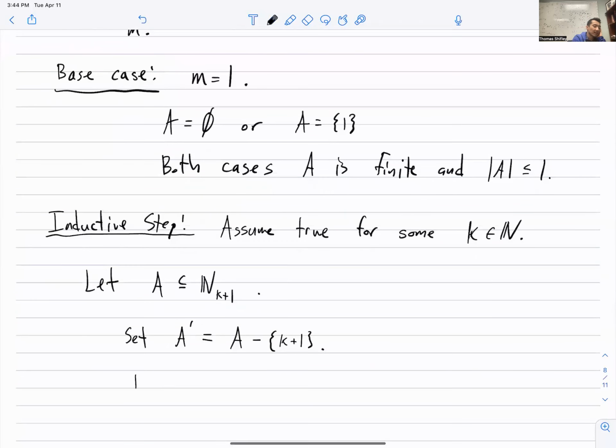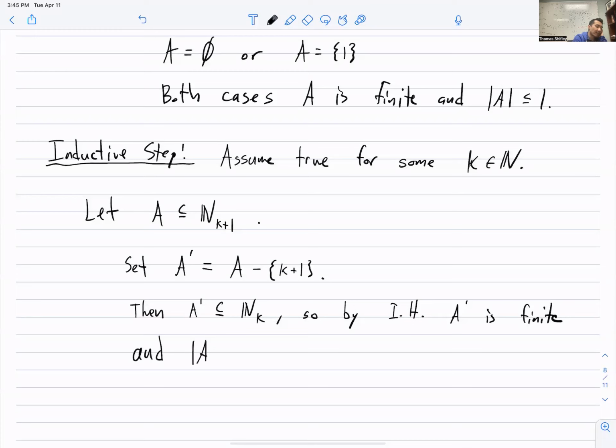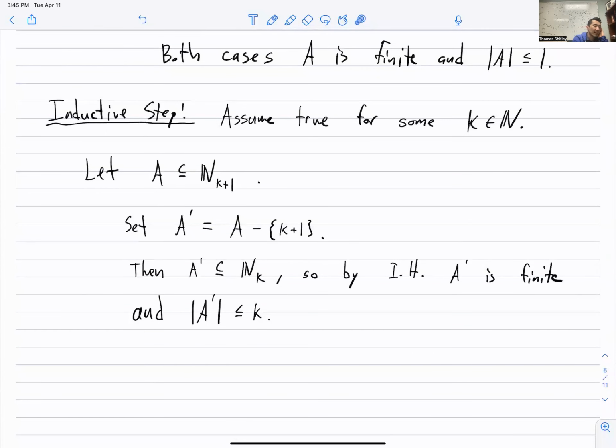But what does this tell us? Then A prime is now a subset of N sub K, right? So by the inductive hypothesis, A prime is finite, and the cardinality of A prime is less than or equal to K, right? But what is A prime? Or what is A? A is A prime union K plus 1. A is equal to A prime union the number K plus 1.